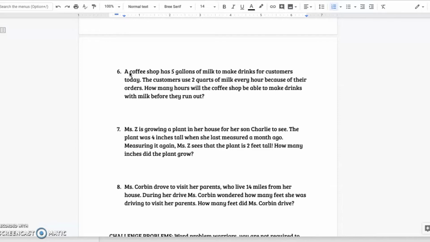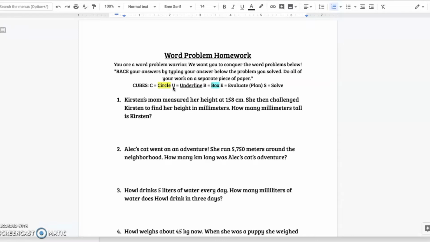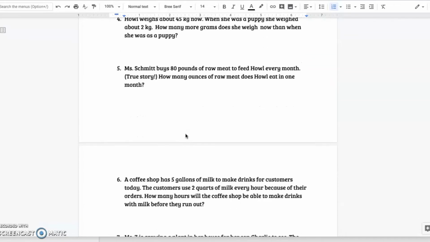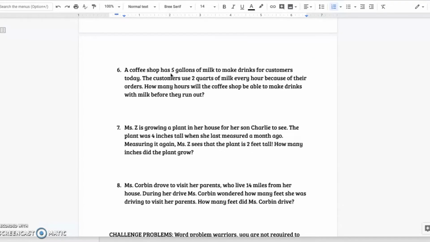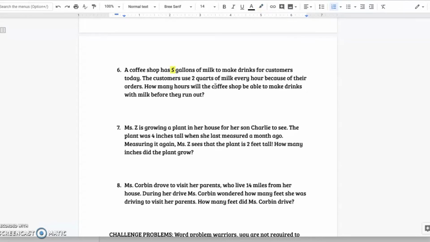The C in CUBES is circle, but remember, instead of circling, we're highlighting in yellow. So I'm going to go down to where I want to circle. Well, here's a number, so I'm going to select it. That means I'm going to click and drag to select it until it's highlighted there. I'm going to go up to the highlighter button. It says highlight color. Click on that and click yellow. So now my number is circled in yellow.